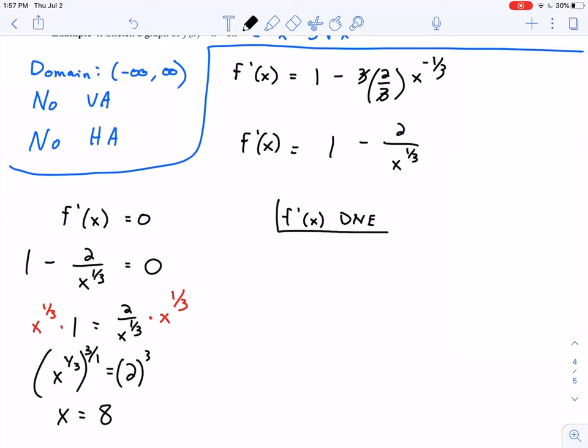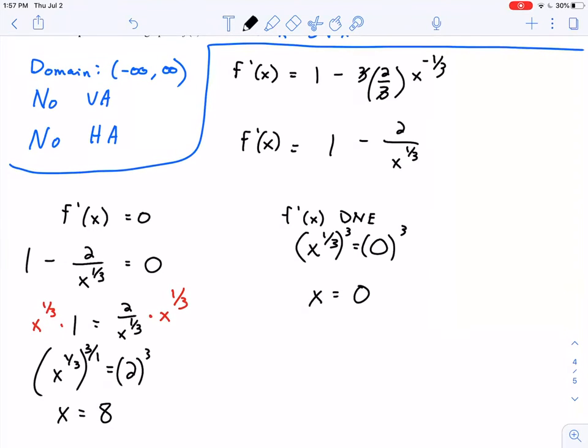Next, I need to think about places where f prime of x does not exist. I'm worried about the denominator right here, this x to the 1/3 power. If that's 0, then the whole derivative is undefined. So I'm going to take the denominator, x to the 1/3, set it equal to 0. This is a little bit easier to solve. I just need to cube each side. On the left-hand side, I have 0. On the right-hand side, 0 times 0 times 0 is just 0. So I have two critical numbers. I have 8 and I have 0.